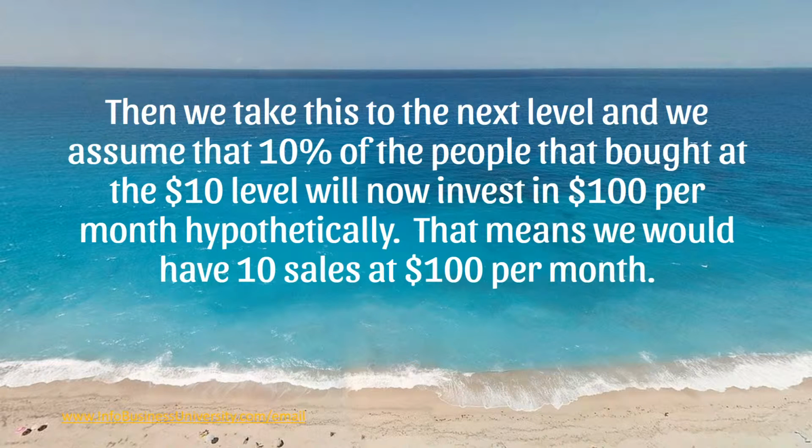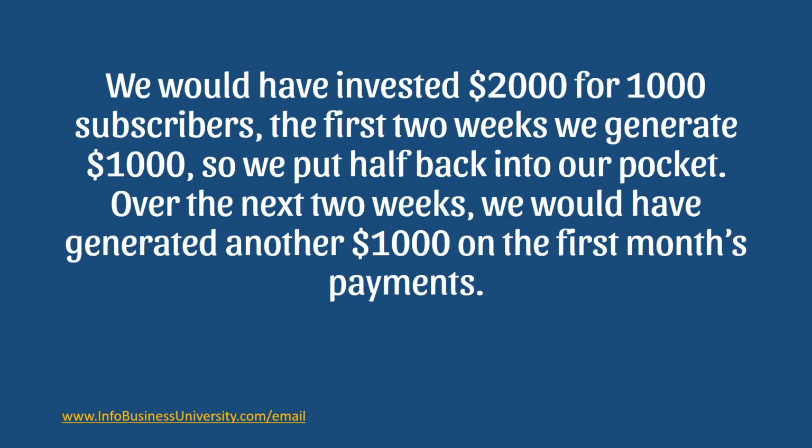Okay, let's take it to the next level, and we'll assume that 10% of the people that bought at $10 will now invest $100 per month, hypothetically. So that means we'll have 10 sales at $100 per month. We would have invested $2,000 for 1,000 subscribers. In the first 2 weeks, we generate $1,000. So we put half back into our pockets. And over the next 2 weeks, we would have generated another $1,000 on the first month's payments. We would then have broken even on our initial investment. So that's still a cool place to be, as most people don't break even on their initial investment.